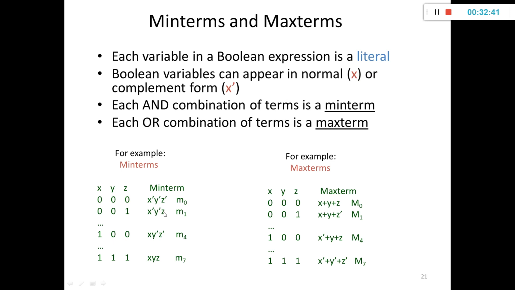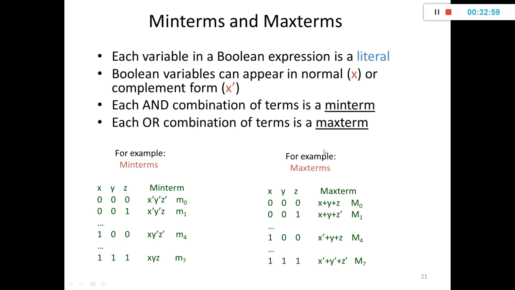Similarly, 1 0 0, x, y bar, z bar, that is min term 4. Next, 1 1 1, that is x, y, z, and the notation is m7. So these are all min terms. These are our product terms. Min terms are also called product terms.